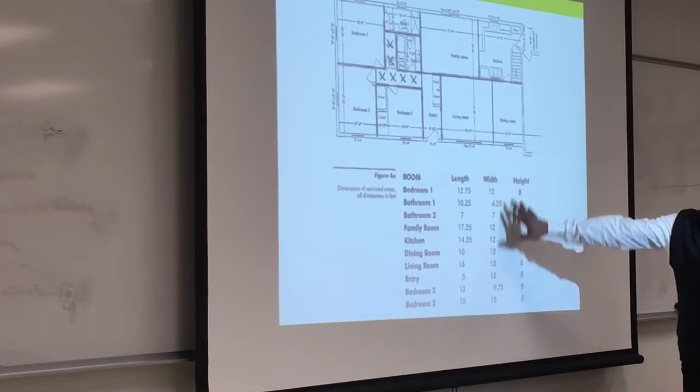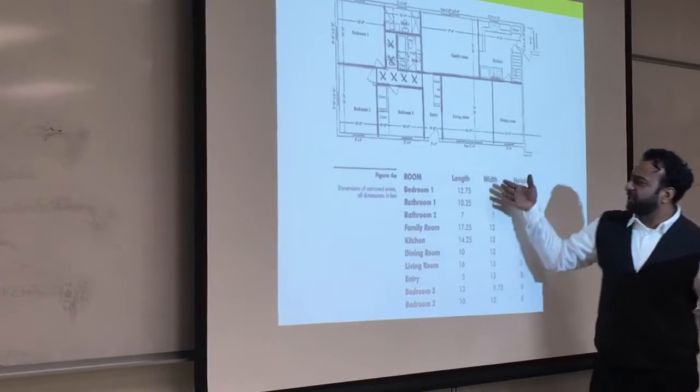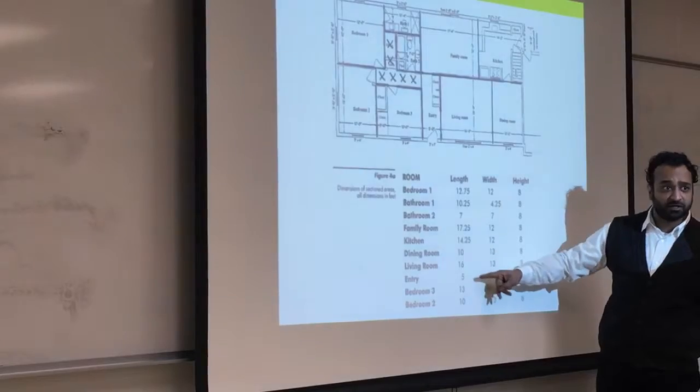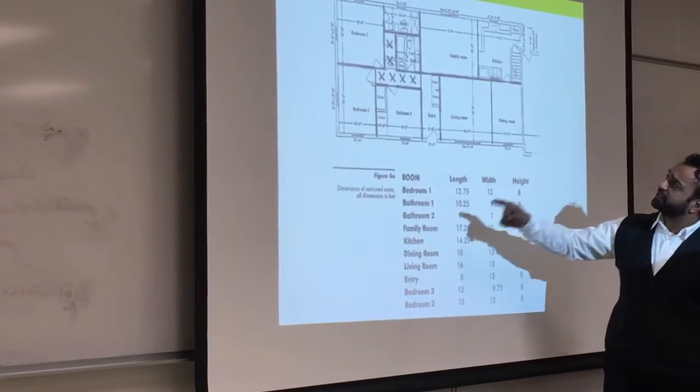We get all the dimensions, so we have our floor plan. The first thing you can do is just put the dimensions out, and you can see they're all rounded to the nearest foot. Let's take an example, bedroom 1.